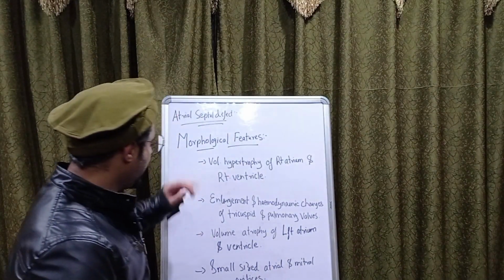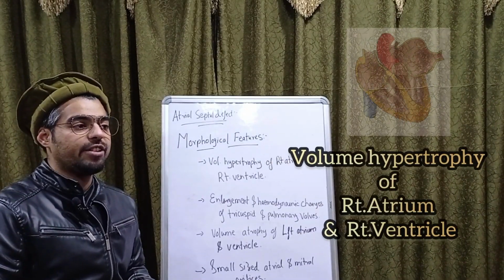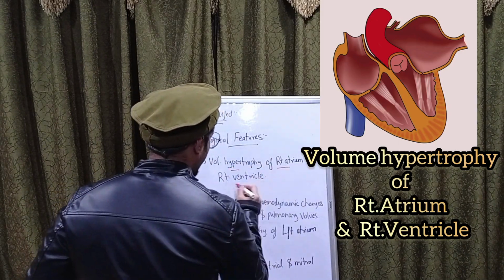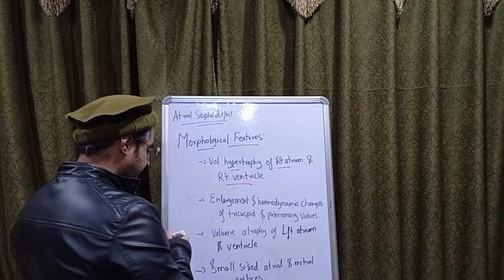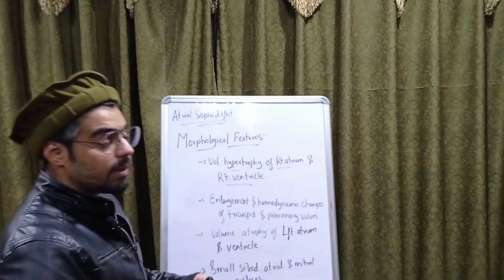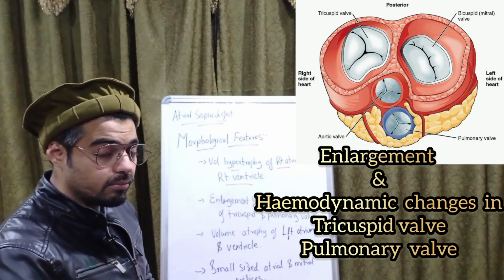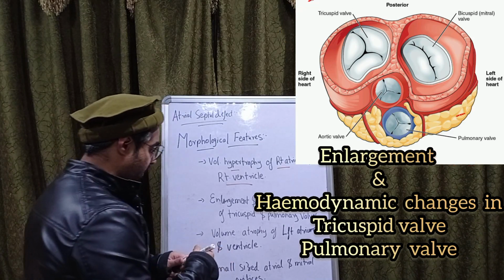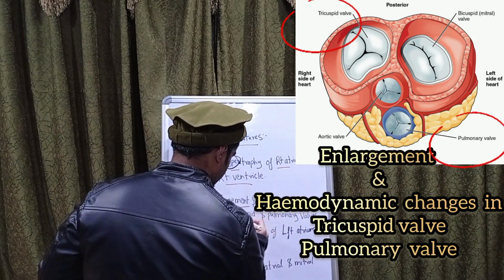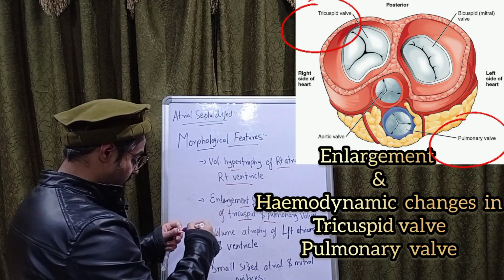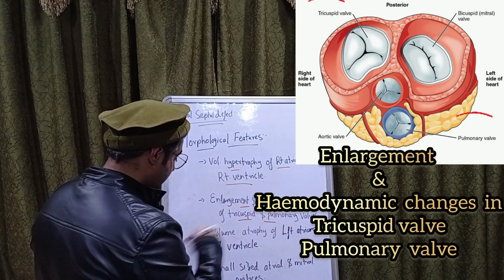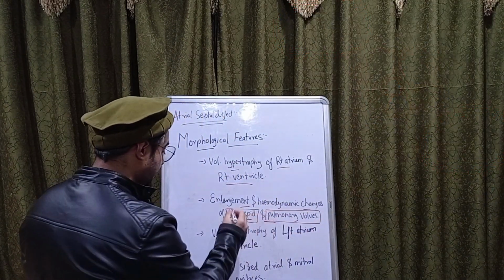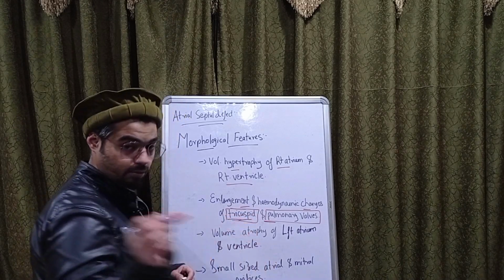The first thing we will see is volume hypertrophy of the right atrium and right ventricle. Next, we will find enlargement and hemodynamic changes, obviously, of the pulmonary valves and the tricuspid valves, because we are talking about the right side. On the right side, these two valves are present: the tricuspid as well as the pulmonary valves. I explained the anatomy in the last video; you can check it there.